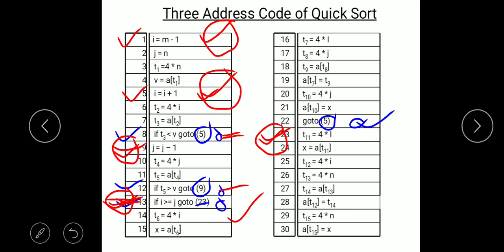Why? Statement number 14, because it immediately follows a conditional go to, and the conditional go to is at statement number 13. So by rule number 3, statement number 14 will also be a leader statement. So we have 6 leader statements.